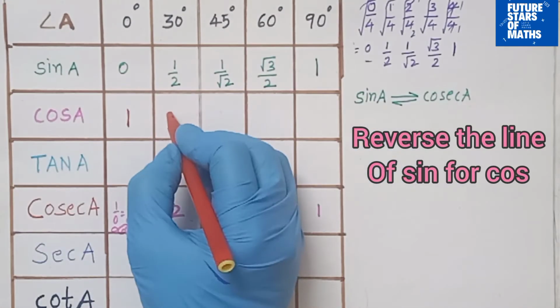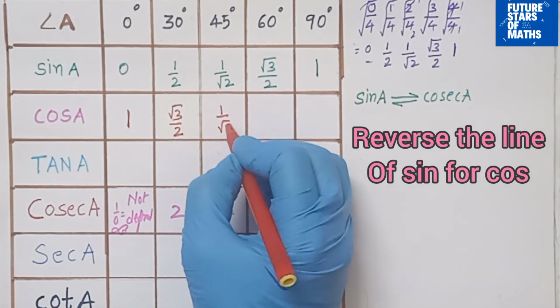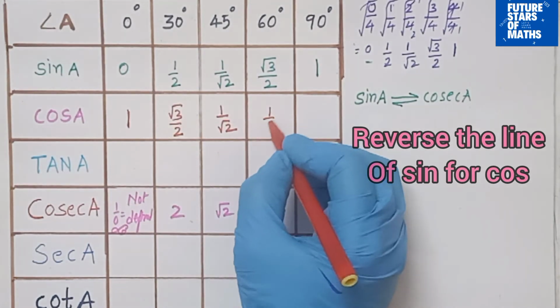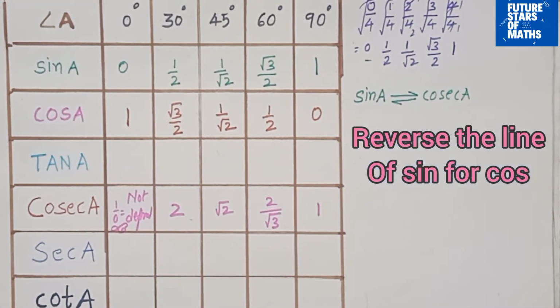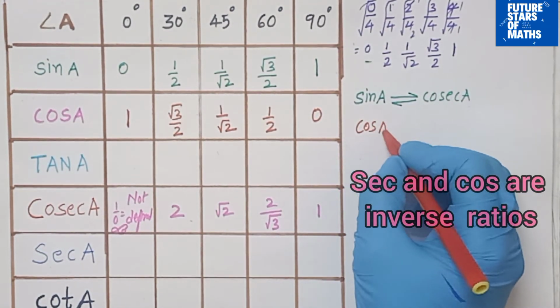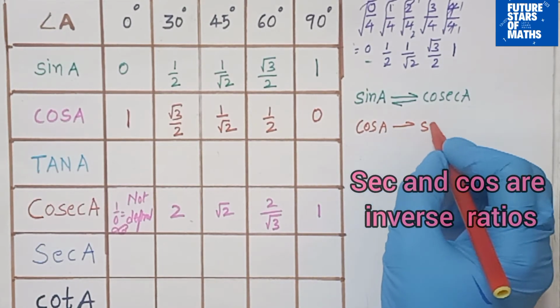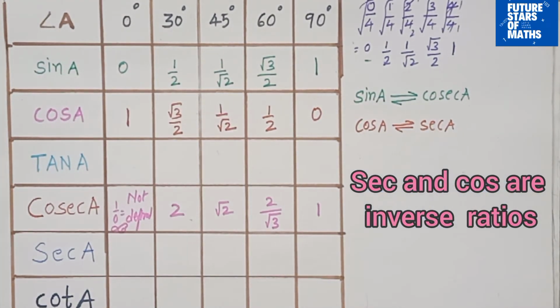Whatever is at 90 degrees we will write for 0 degrees. Then root 3 by 2. Then 1 by root 2. Then 1 by 2 and 0. Now which ratio is related to cos? Since cos is the inverse of secant and secant is the inverse of cos, both are inverse to each other. So when we have cos, we can easily write secant.